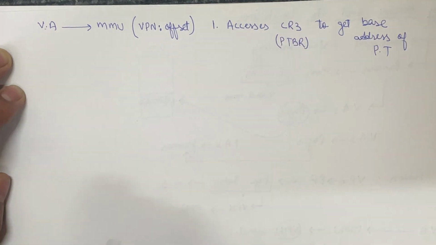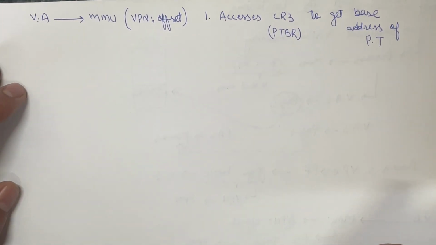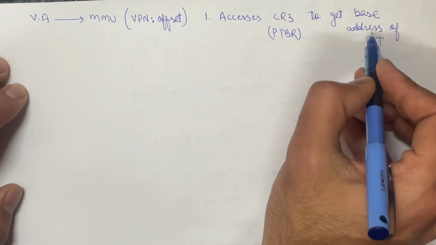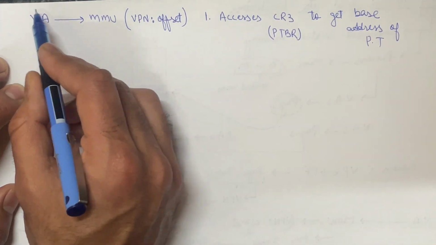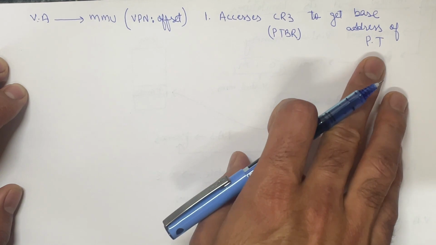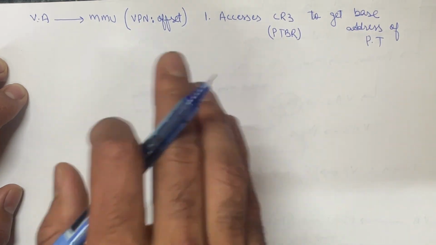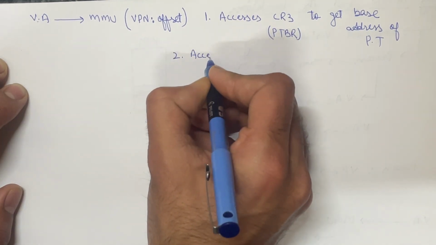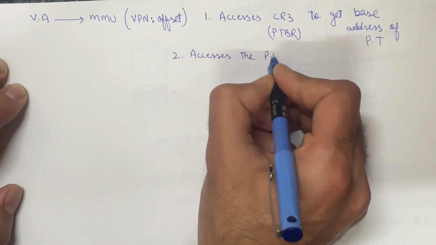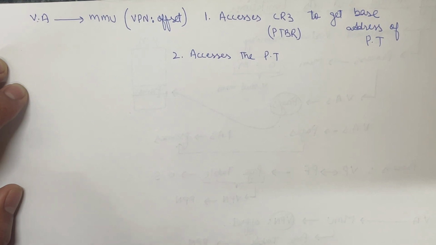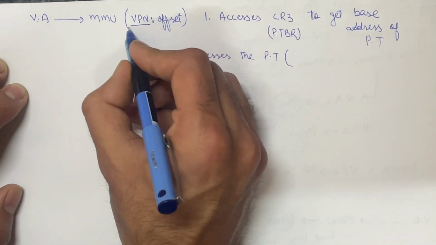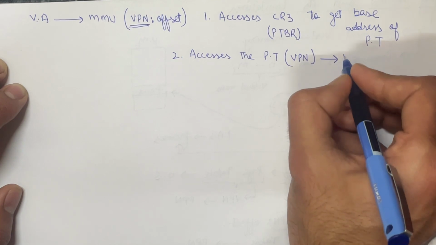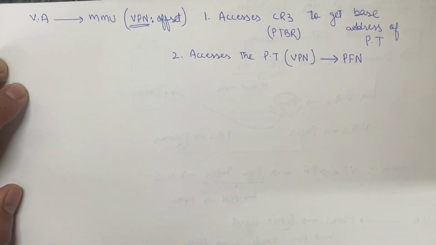So these things we have already discussed in our last lecture, so that is why I am reviewing it very fast. So it accesses the CR3 register to get the base address of the page table. So that means it gets the page table of this particular process which has generated the virtual address. So what is there in the page table? In the page table, we have stored the mapping of virtual address to physical address. The second part is that it accesses the page table and goes to the entry which is indexed by this VPN. From this entry, it will get the physical frame number, or we can say physical page number. Okay.